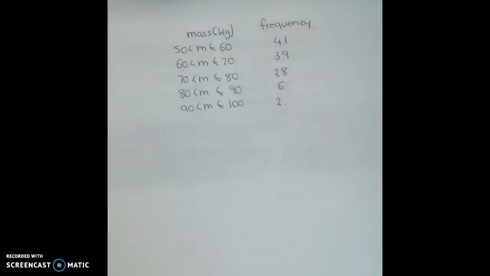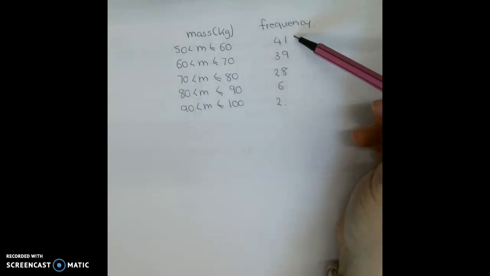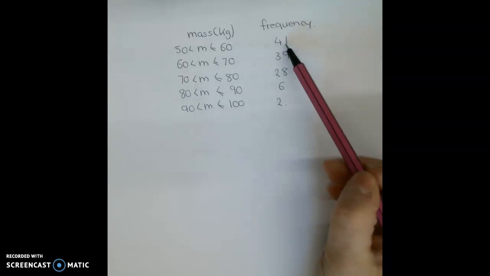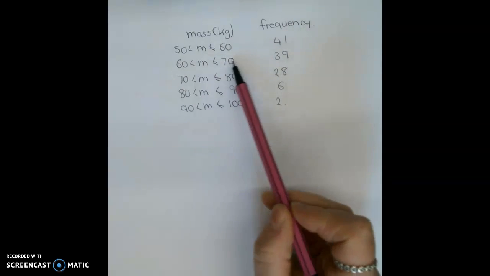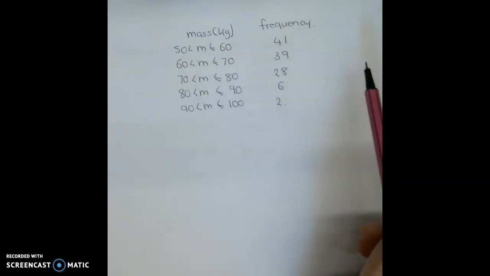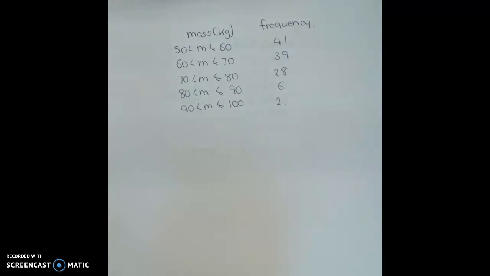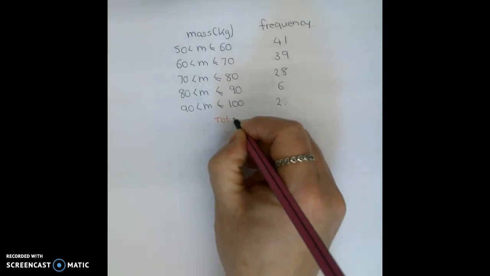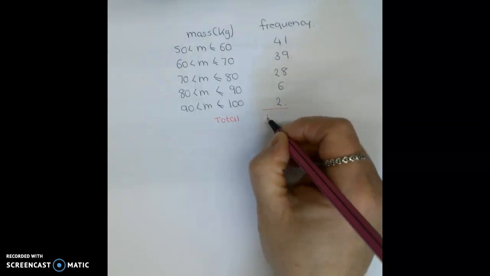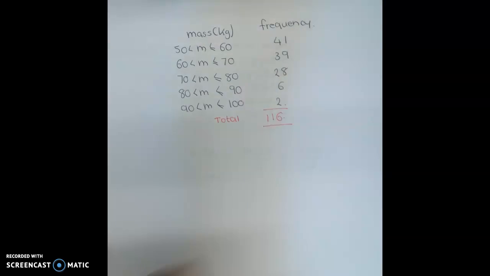Okay, so this is a very similar question. Again, it is asking us to find the middle point of the data set, and we have all our frequencies down the side. So we know that 41 numbers were in this range, 39 numbers were in this range, 28 numbers were in this range, etc. And you could write them all out in a line, but obviously that's going to take you quite a long time. So we need to total up the frequency. So the frequency is 116. So we know there are 116 separate points of data in our data set.